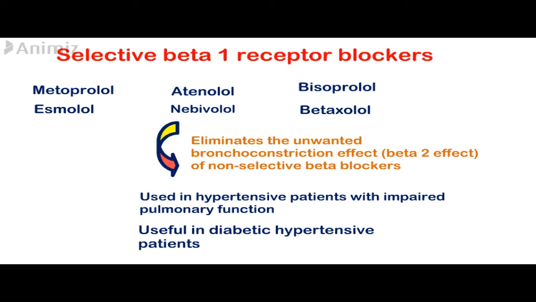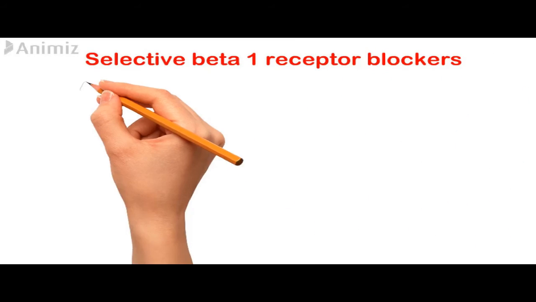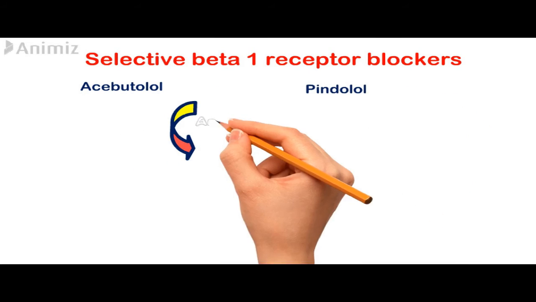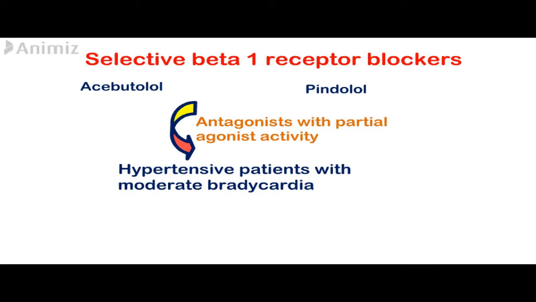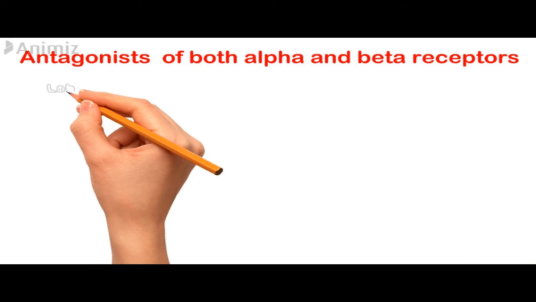Two other medications in the beta-1 receptor blockers group are acebutolol and pindolol. These drugs are separated from the other group because they also have partial agonist activity, which is called intrinsic sympathomimetic activity. That's why they cannot be used in arrhythmia, and mostly they are used to treat hypertensive patients who have moderate bradycardia. Other beta blockers are labetalol and carvedilol, but these two drugs also block alpha receptors.